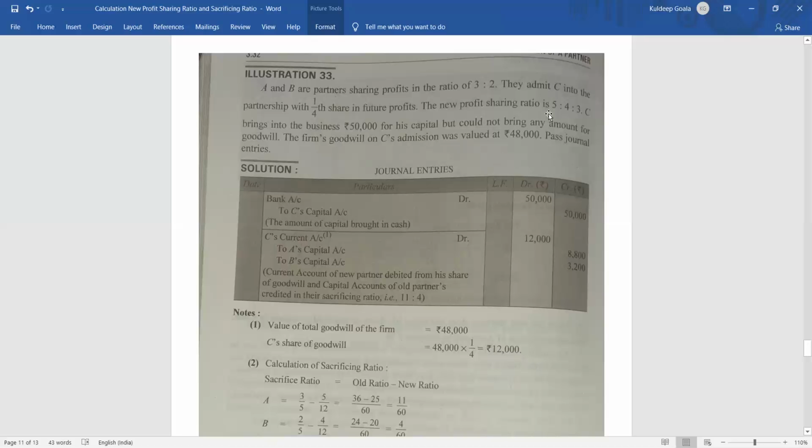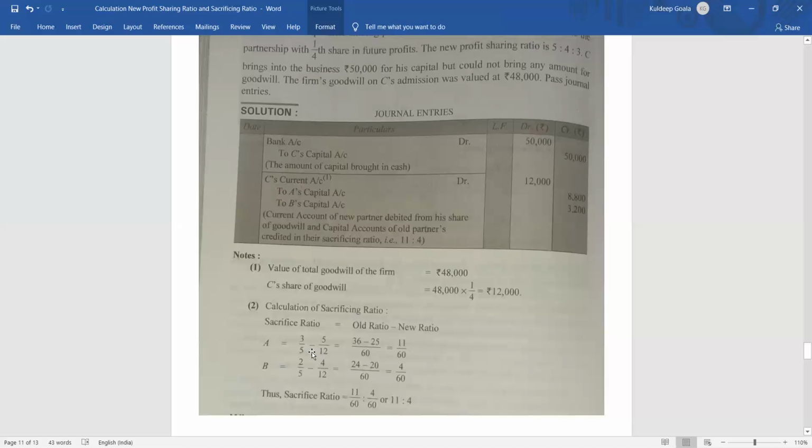What will be the sacrifice? The old ratio was 3:2. The new ratio was 5:4:3. New minus old is the gaining ratio, and old minus new is the sacrificing ratio. So let's go with the sacrificing ratio formula. Sacrificing ratio equals old ratio, that is 3/5, minus new ratio 5/12. So 3/5 minus 5/12 is coming to 11/60.